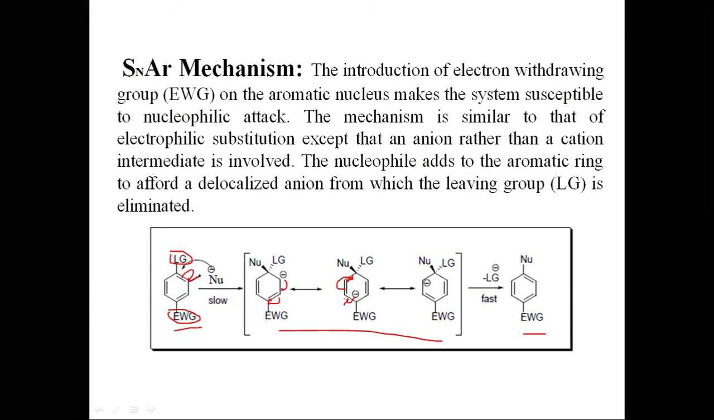Or you can have another substrate. In such cases, the ortho positioned leaving group can also be present. In such cases, the nucleophile can also attack the leaving group present in the ortho position with respect to the electron withdrawing group. And those two types of substrates can be easily performed via the SNAr mechanism.